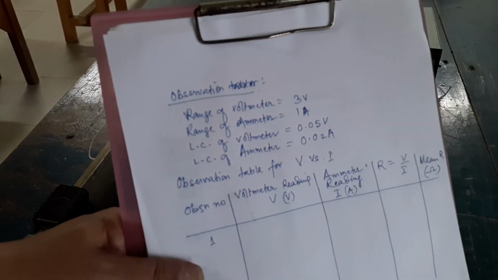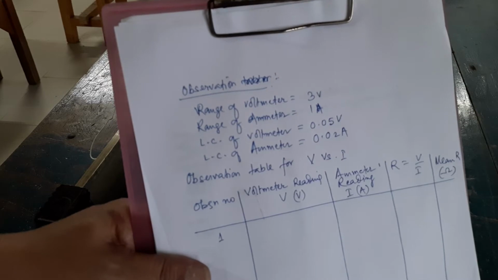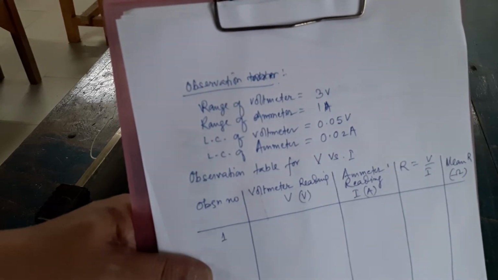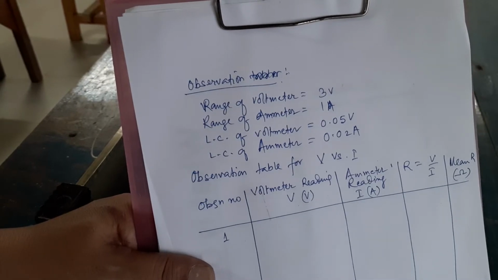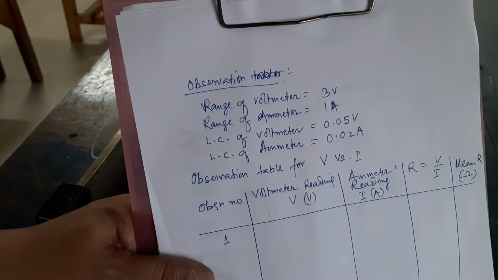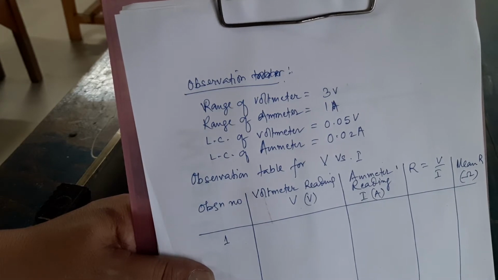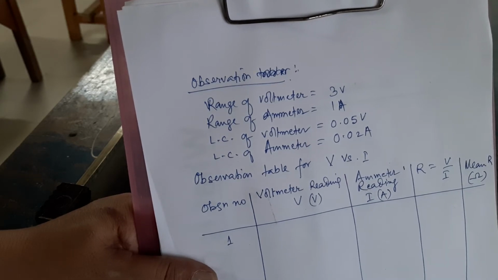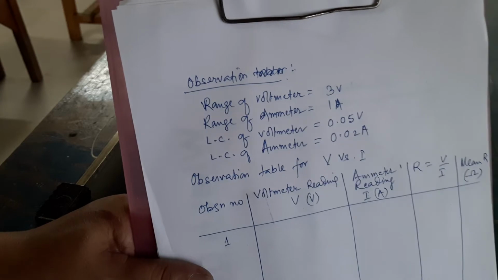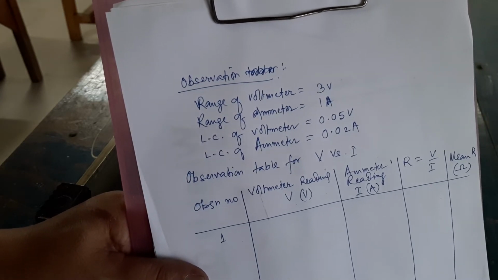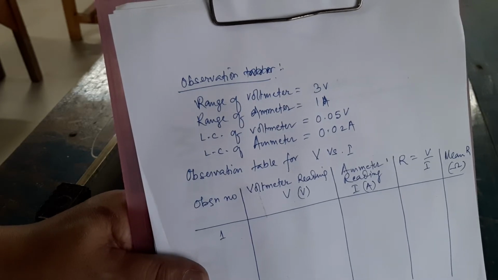Okay. So this is the observation table for performing this experiment. First of all, as we have discussed, the range of the voltmeter that we are using is 3 volt, and the range of the ammeter is 1 ampere. The least count of the voltmeter is found to be 0.05 volt, that means one small division is 0.05 volt. The least count of the ammeter is 0.02 ampere. So, the observation table for V and I.